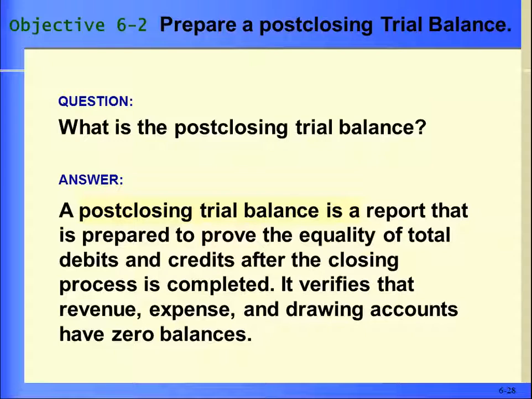Remember, we summed all that up. This is the same thing, but after the closing process. So it verifies that the drawing account, revenue, and expenses have zero balances. It only contains permanent accounts. They're not closed. Those are balance sheet accounts. So remember, balance sheet accounts, permanent accounts are not closed. Income statement accounts or temporary accounts are closed.